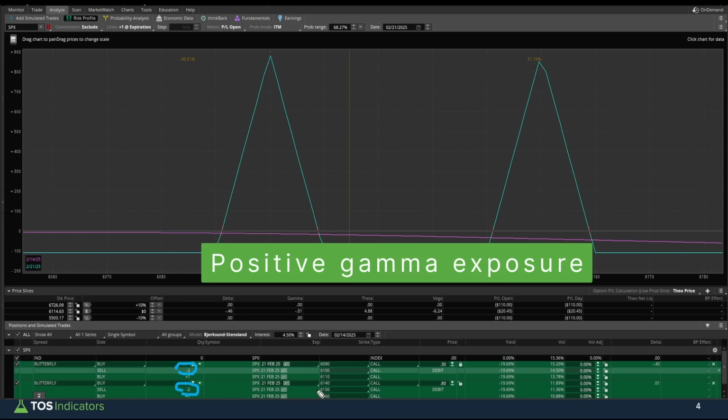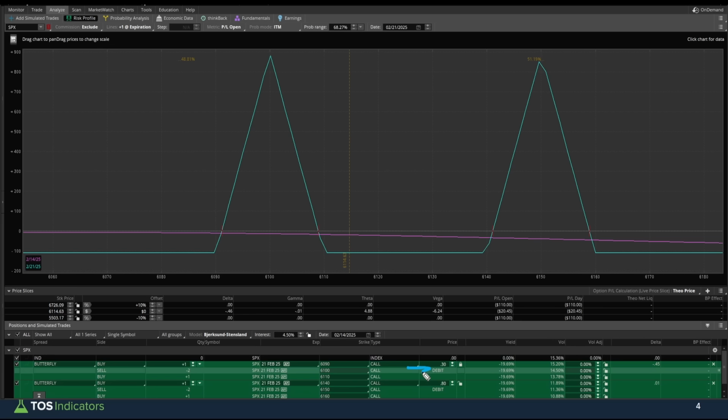So 6100, 6150. Now I've made these butterflies very narrow. They're just $10 wide, which is how we're able to keep the cost so low. The 6100 is $30, the 6150 is currently $80. In both cases, your reward is greater than $800. Take a look at the box down here. If you were to get the pin at the exact prices, which is why we're putting on these trades in the first place.